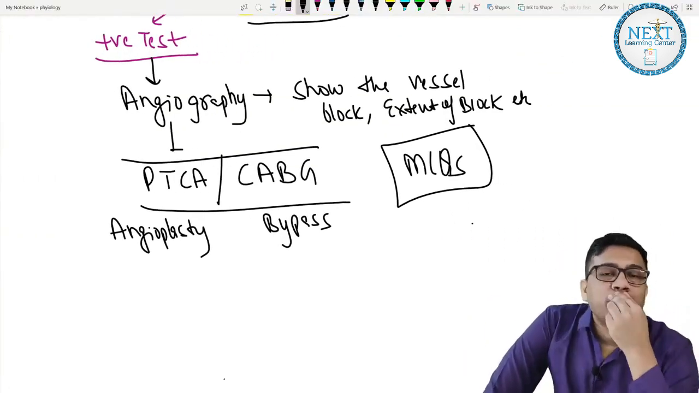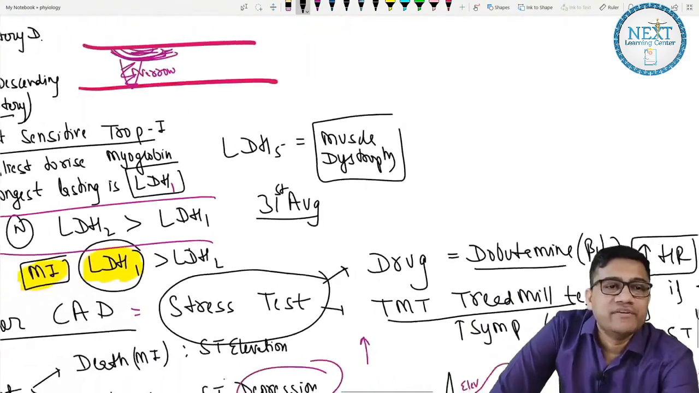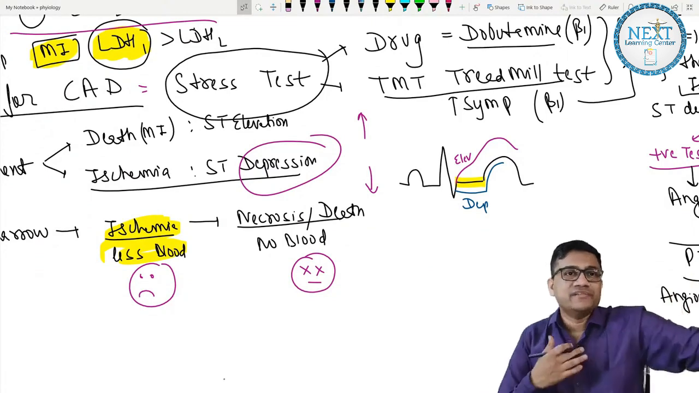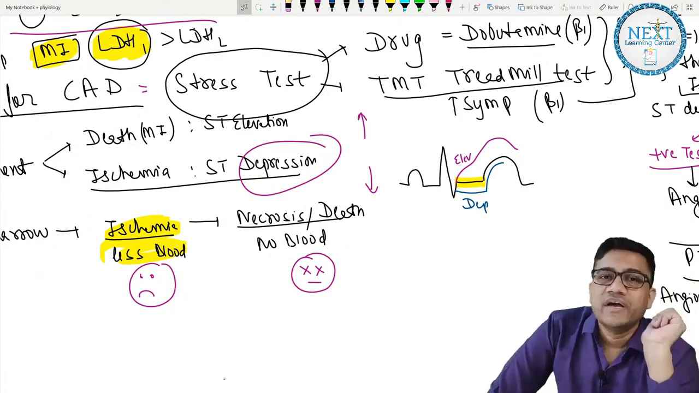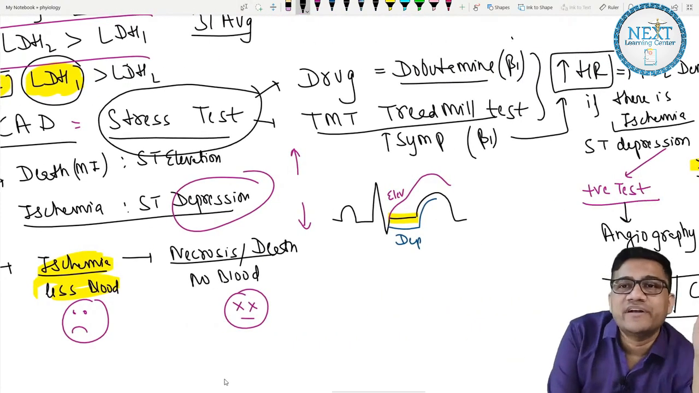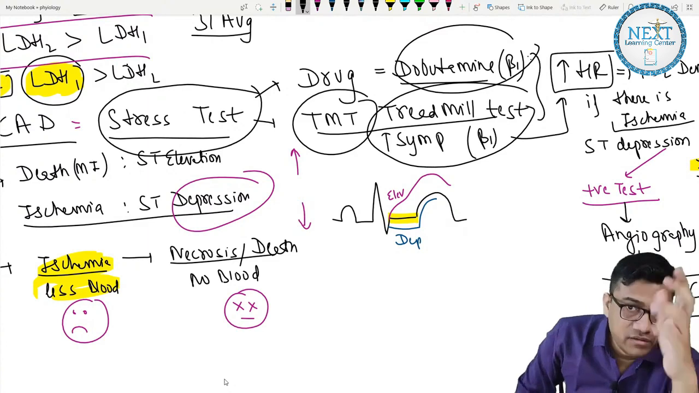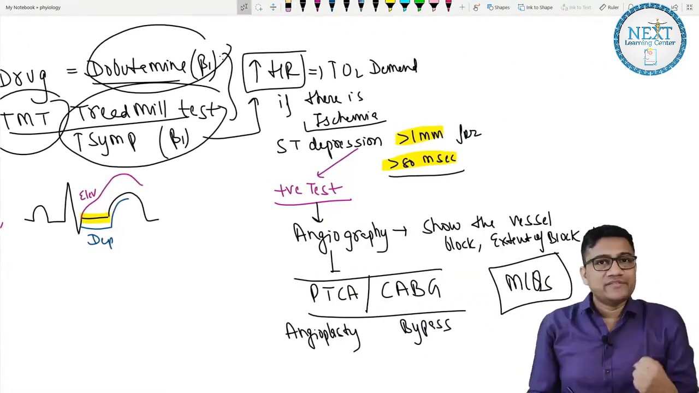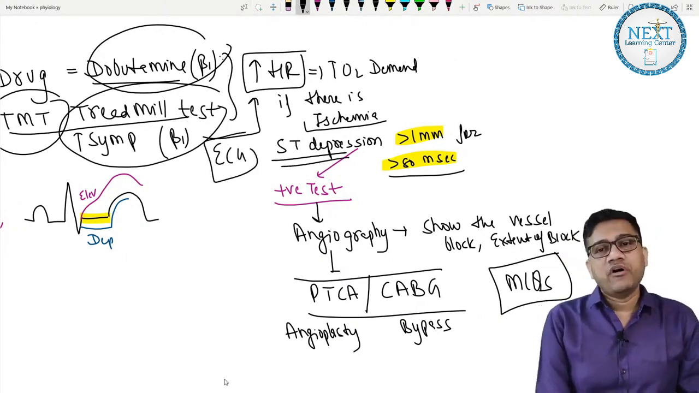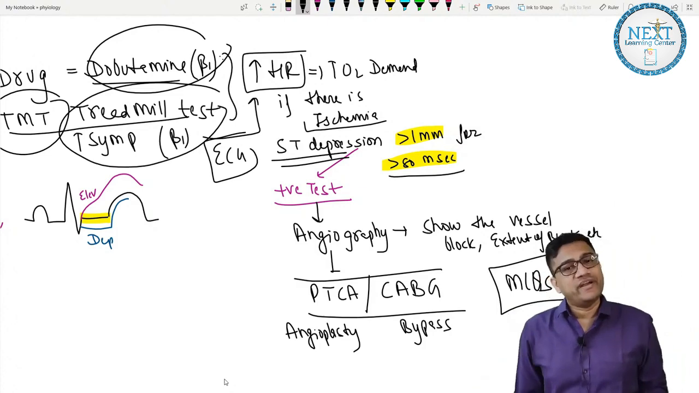So first, how do you make a diagnosis of the problem? The patient comes with chest pain, with increased sympathetic activity, sweating, restlessness, and pain radiating to the arm and shoulder, all features of angina. Then what do you do? Stress test. How do you do it? Either we give a drug, dobutamine, or we use the treadmill test, TMT. What is TMT? Treadmill test. We ask the person to run on the treadmill with ECG leads attached. If you see ST depression of more than 1 mm for more than 80 milliseconds, that confirms a positive finding, and then what do you do?